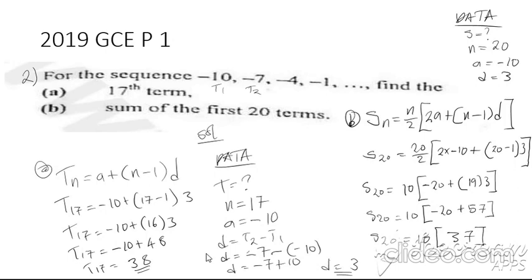And then what should be your final answer? What is 10 times 37? So that is 370. As simple as that, then you're done. I'm sure it's clear now.